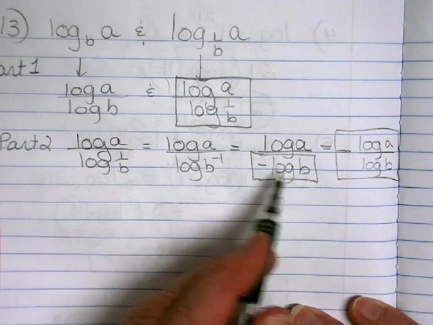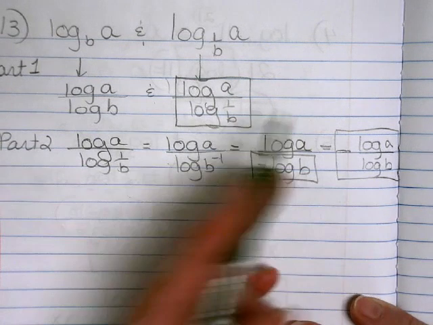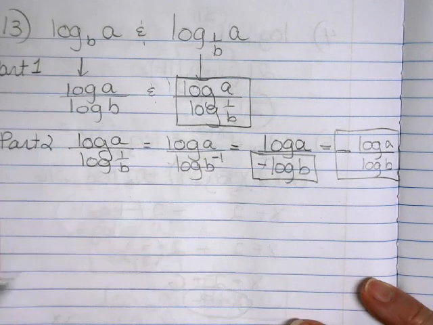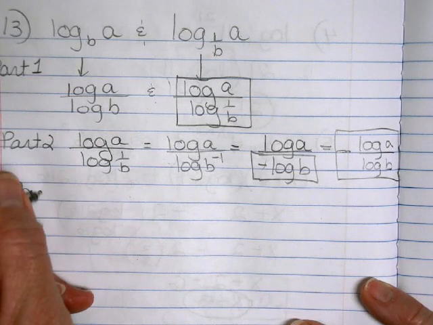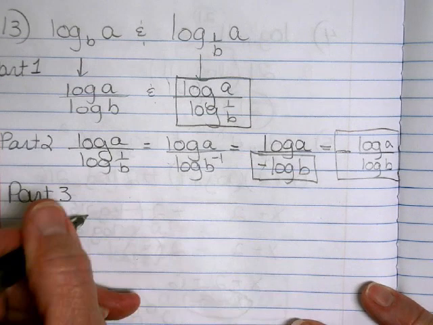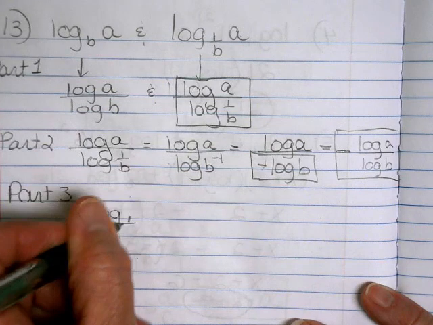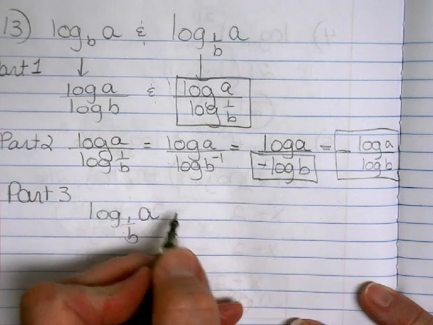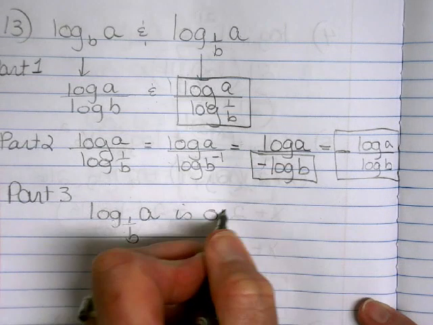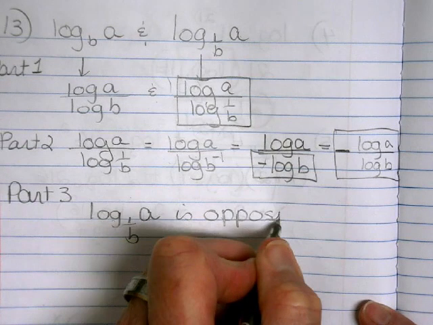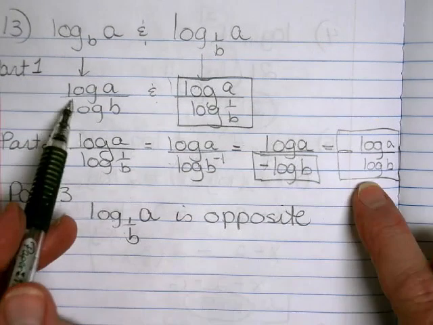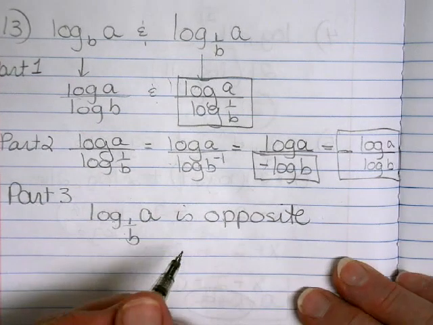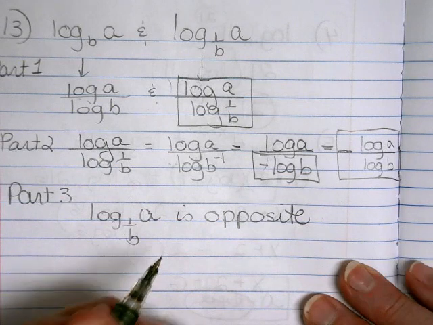So we write it on the bottom, because the power property lets me put the negative to the left of the log, and then just the definition of a fraction. You can have a negative in the denominator, negative off to the side, or negative in the numerator. And part 3, we just proved that log base 1 over b of a is the opposite. See how these two are opposites?